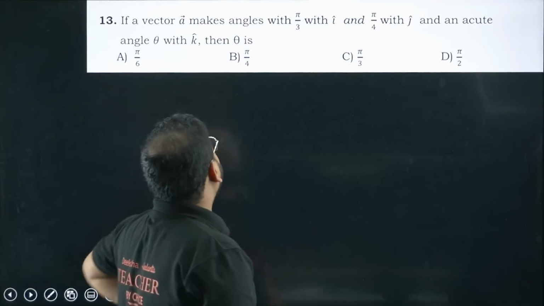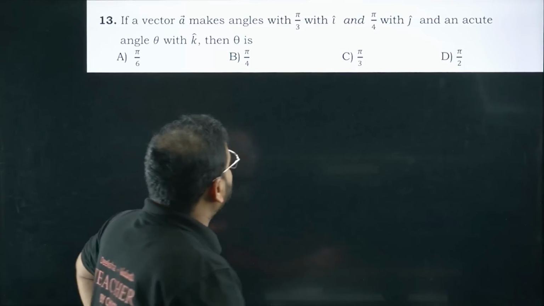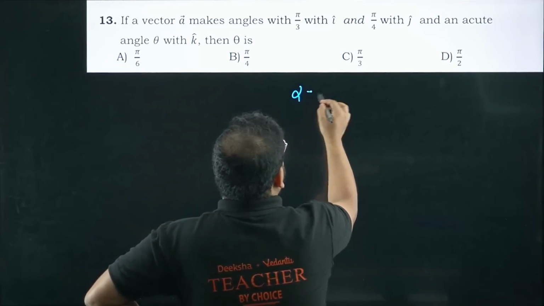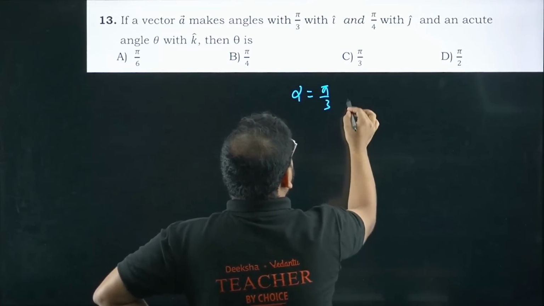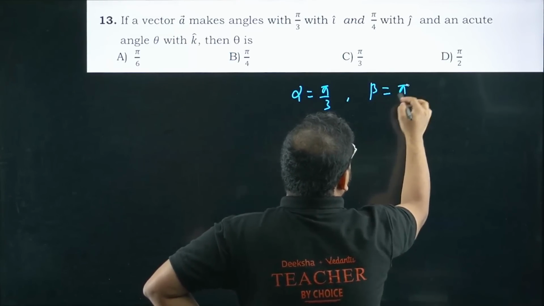If a vector A makes an angle with i cap, meaning the x component, they have given alpha as pi by 3, and with j, beta is given as pi by 4.